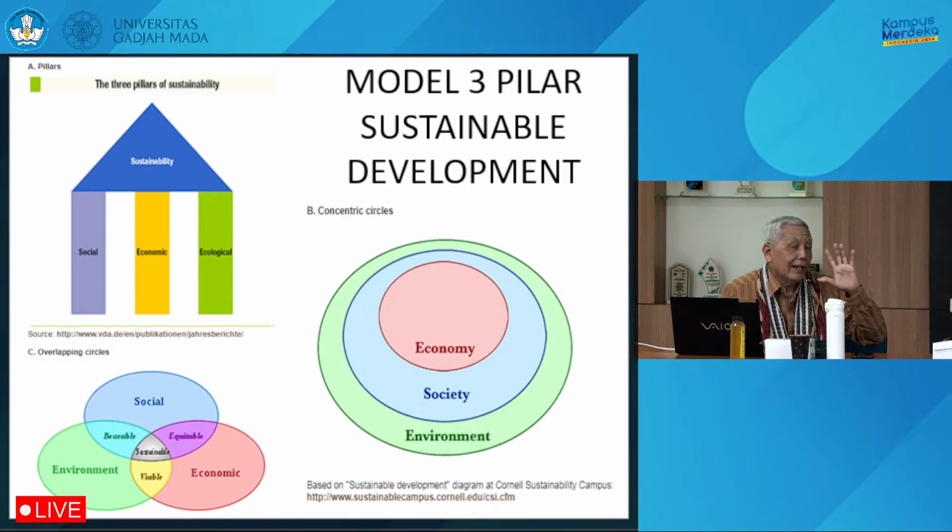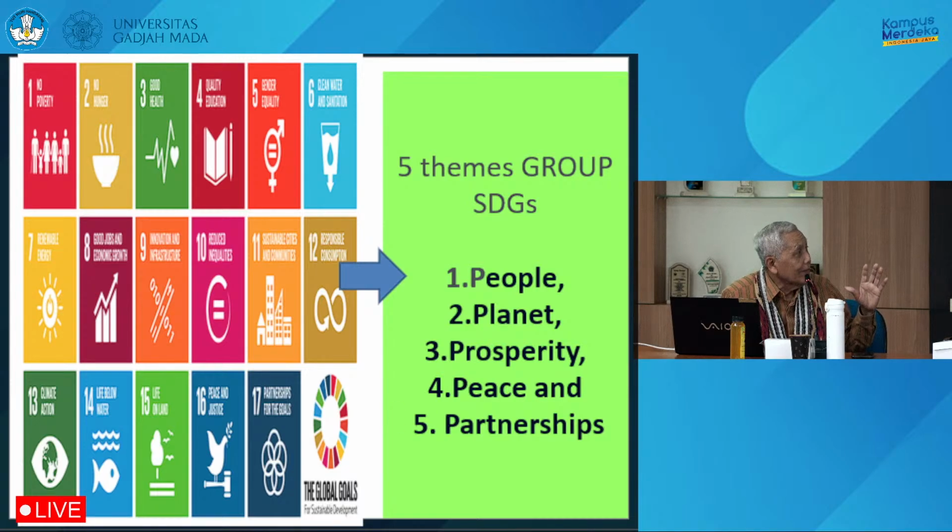SDGs, there are 17 programs linked to our people, planet, prosperity, peace, and partnership. This is social development, so we classified the programs based on social development, economic development, environmental development, and law empowerment.